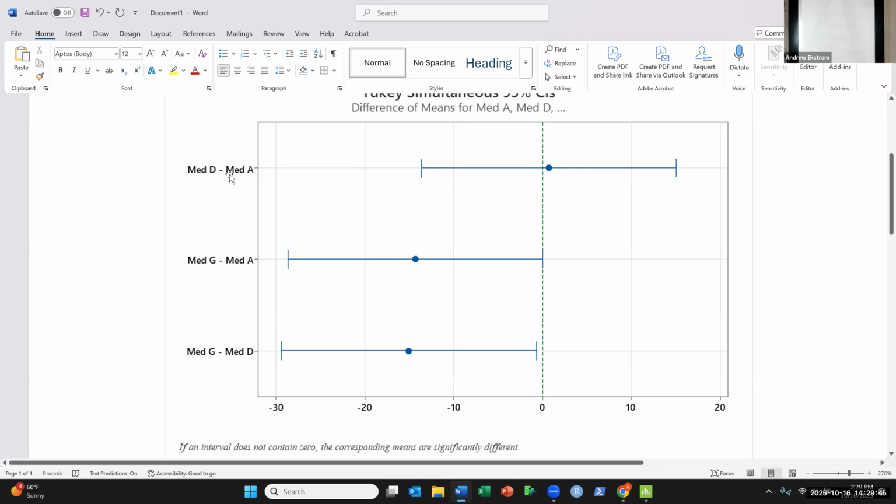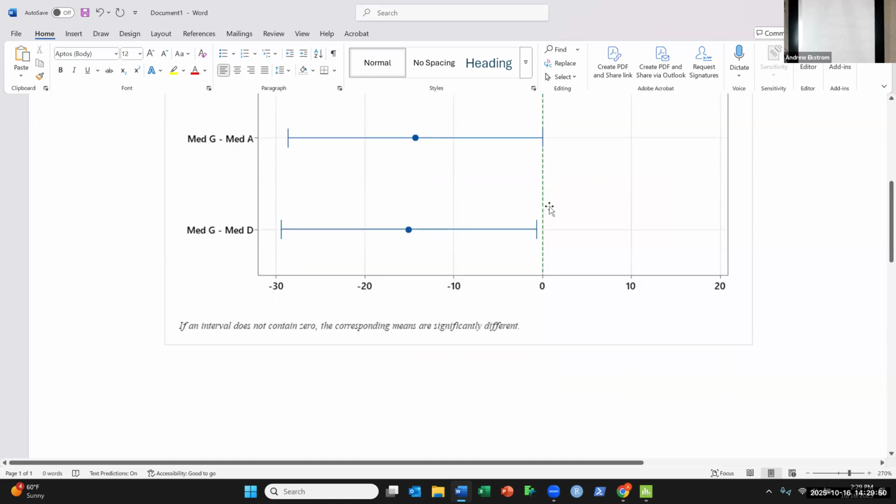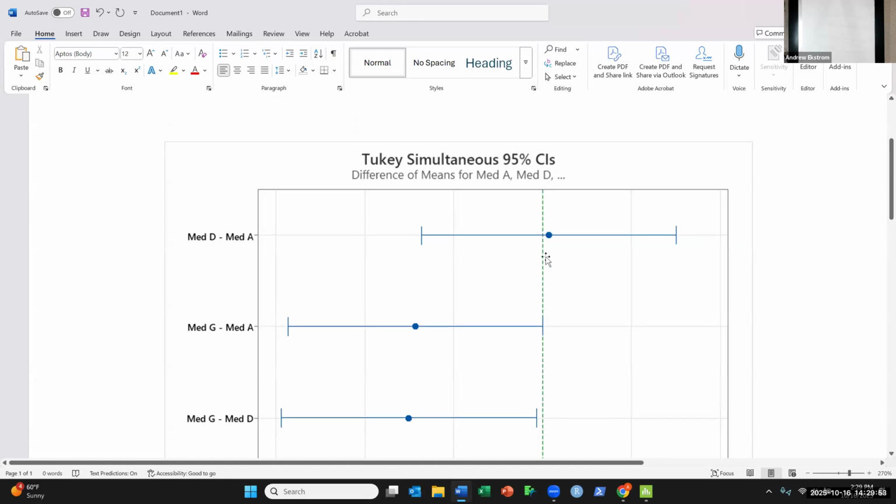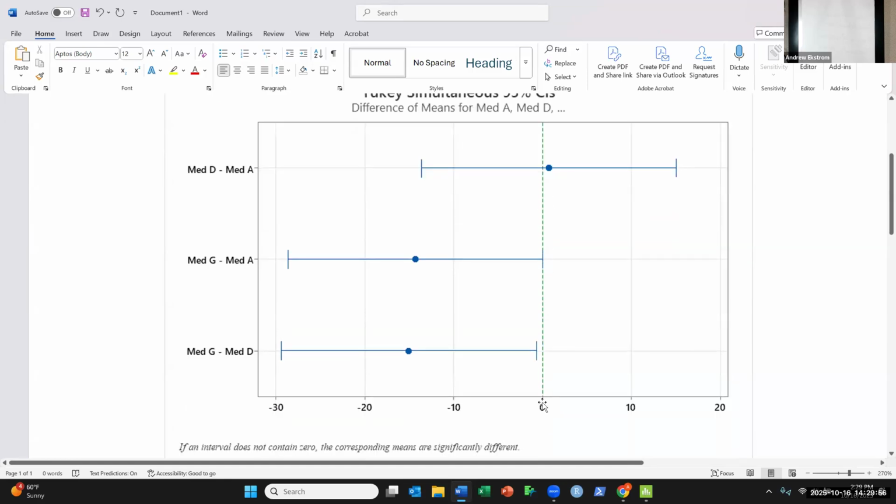But basically what this is saying here is looking at medication D versus A. So this green dotted line here is telling us that there is no difference between these two groups. So this is saying medication D and medication A, we can't tell a difference between them. Looking at this, so medication G versus A, you can see that the difference between the two groups seems to be a negative value. But it does come up and just touch this dotted green line, which is where we get some of this ambiguity from.